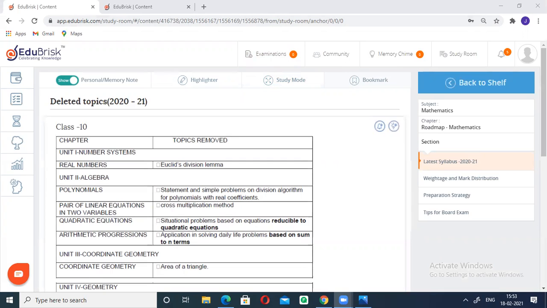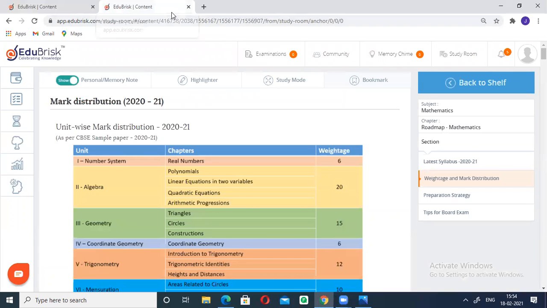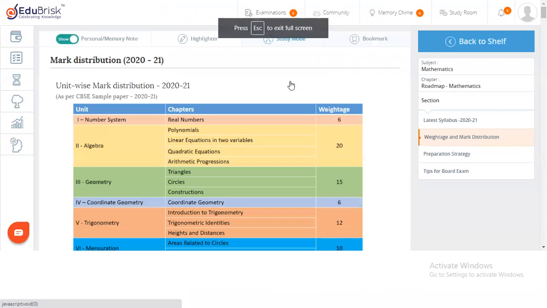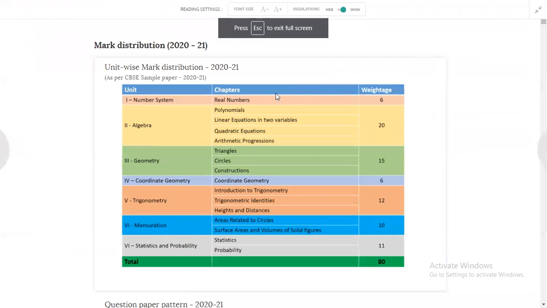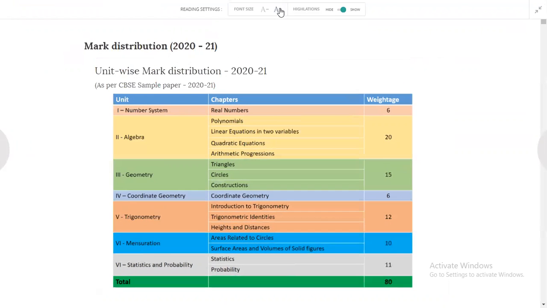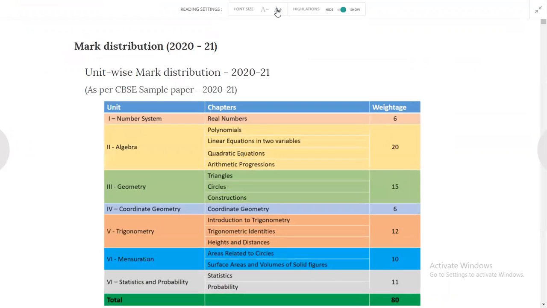Now, you can see after this latest syllabus, we have something called weightage and mark distribution. Under this section, you will get the weightage of each and every unit as per the new sample paper issued by CBSE. So let us discuss the mark distribution for each and every unit. Now you can see the units here.